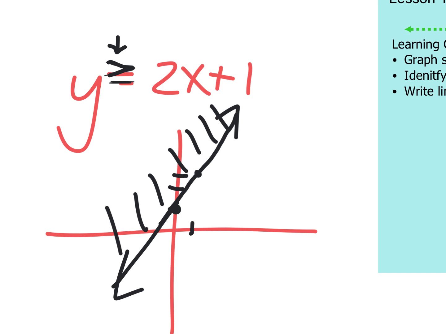Now let's talk about that. Why would the points above that line work? Well, I'm going to give you one. Would you agree that this dot, I'll make it blue, this dot right there is above that line? And that spot is at 0, 3. That spot seems to work.